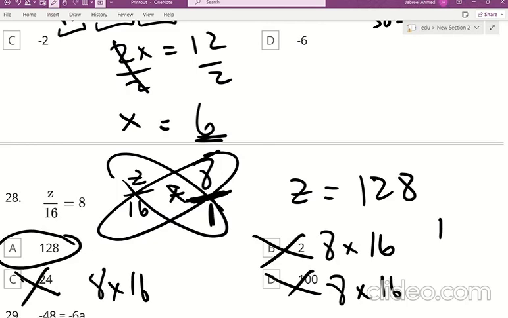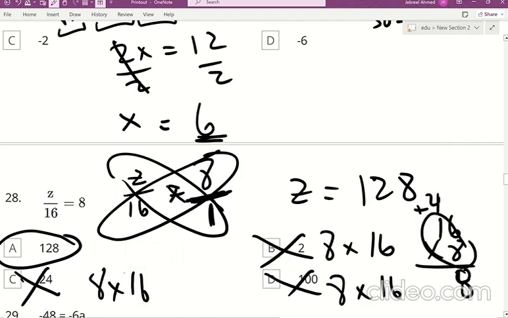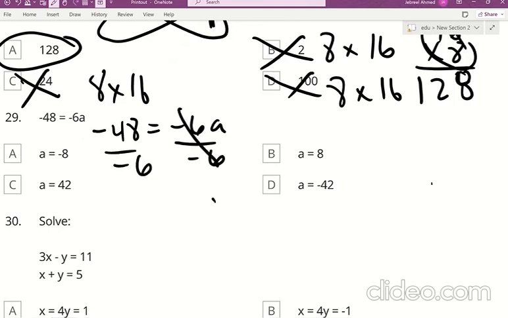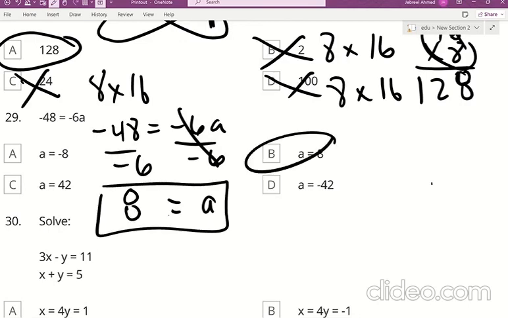Or if I really wanted to multiply, I could do it like this. 6 times 8 is 48. I put the 8 here plus 4 here. 8 times 1 is 8 plus 4 is 12. Negative 48 equals negative 6a. I'm going to divide by negative 6 to get the a by itself. Negative 48 divided by negative 6 is 8. Don't forget, a negative divided by a negative equals a positive.